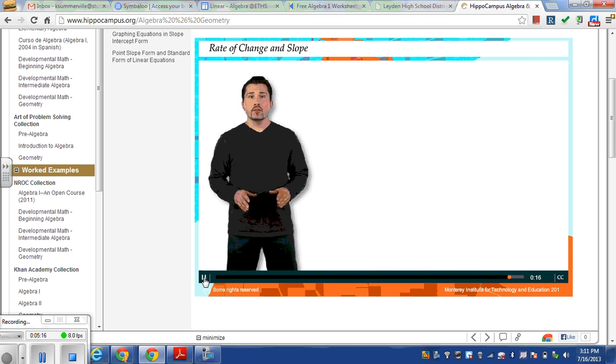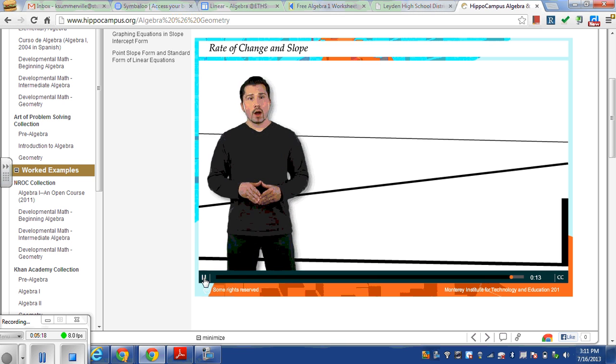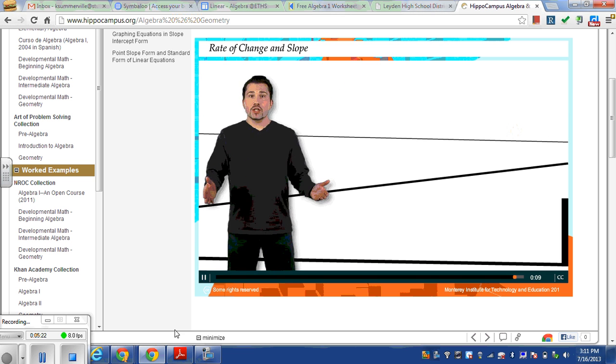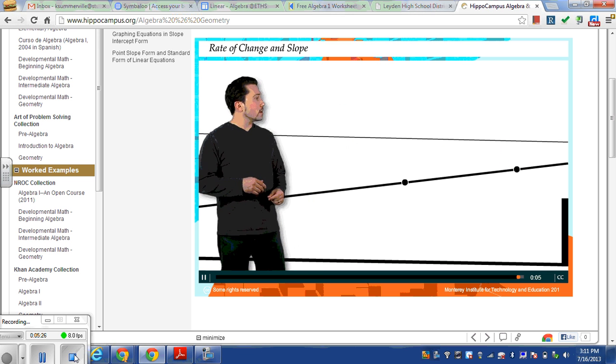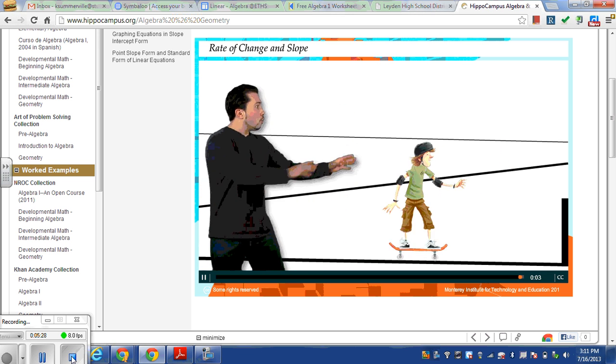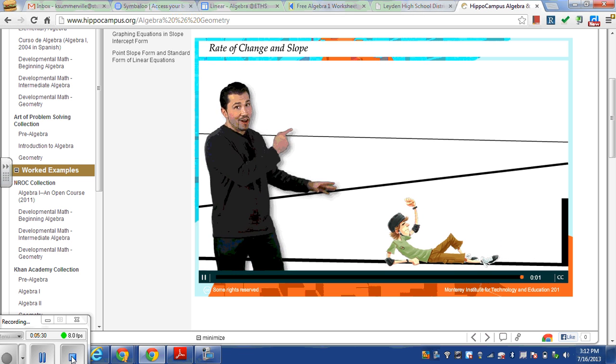So we've learned that slope is the ratio of rise to run. Slope is the answer to the question, how steep is it? We can calculate slopes from any 2 points on a straight line. And watch out for undefined slopes.